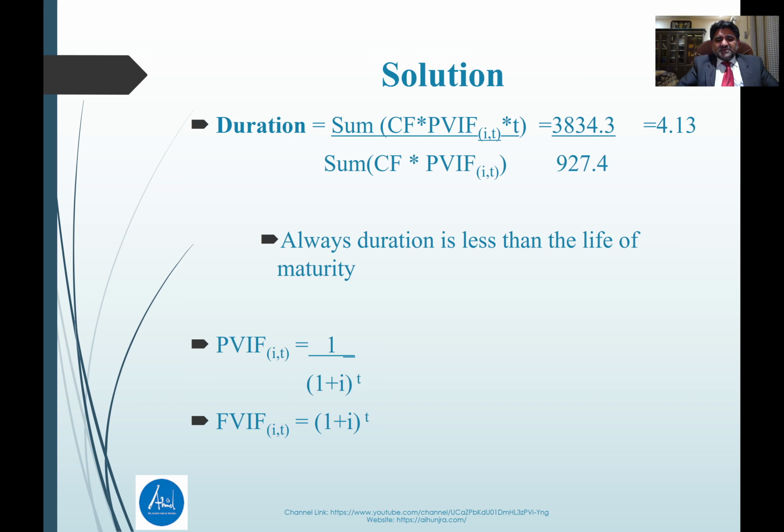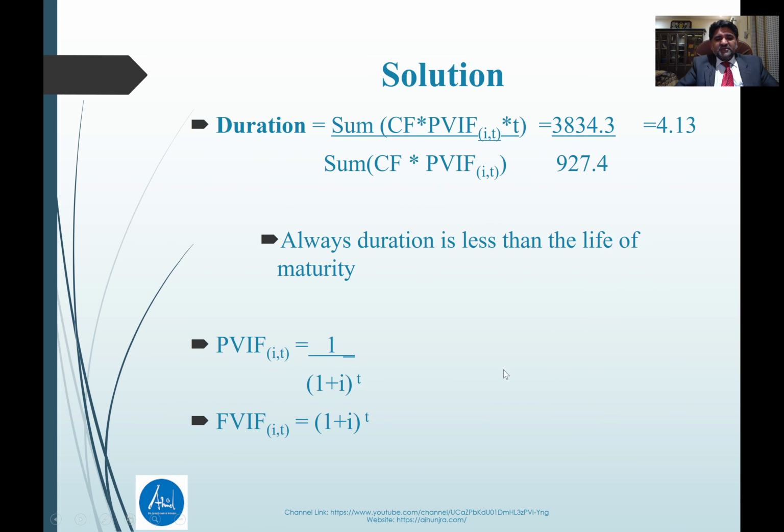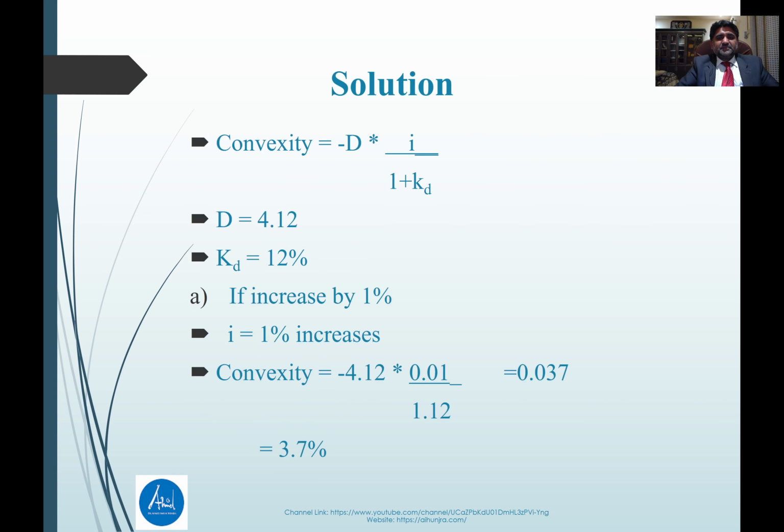As I have explained, here is the present value interest factor. What is this? The present value interest factor is 1 divided by (1 plus I) raised to the power T. You already have a grip on and understanding of the time value of money. You already know these expressions.